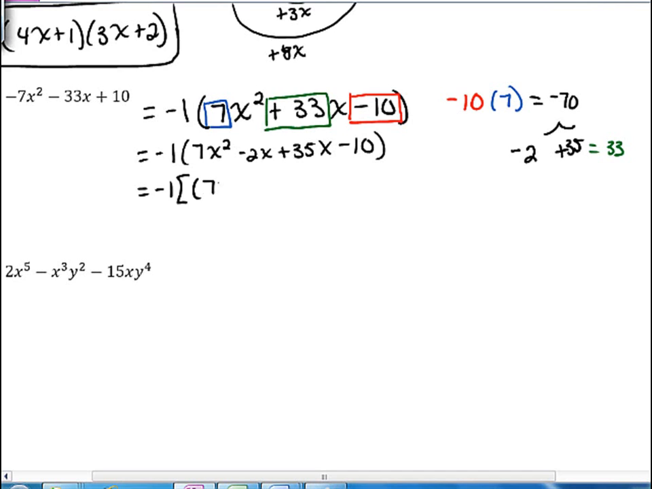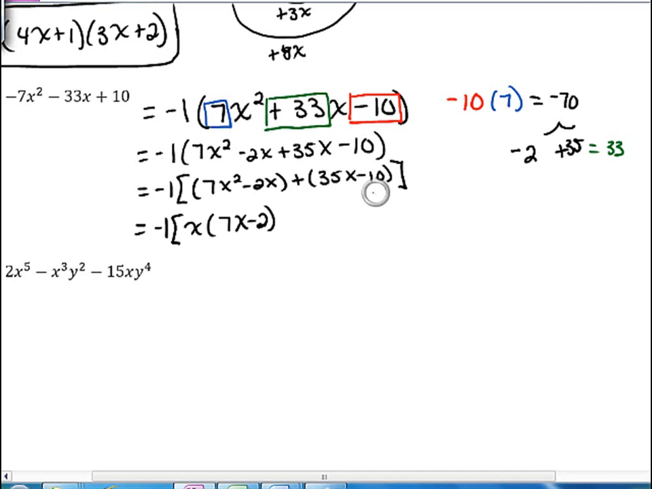So I'm going to group the 7x squared minus 2x together, and then always put a plus sign in between your two groups, and then 35x minus 10. So don't forget about your negative 1 out in front. And so from the first group, all we can factor out of there is a 7, and we'll be left with 7x minus 2 in our parentheses.